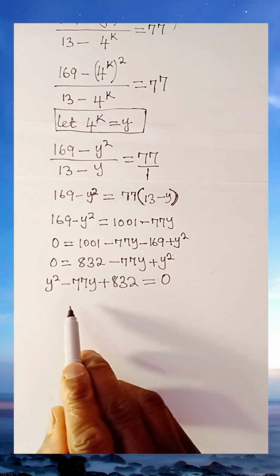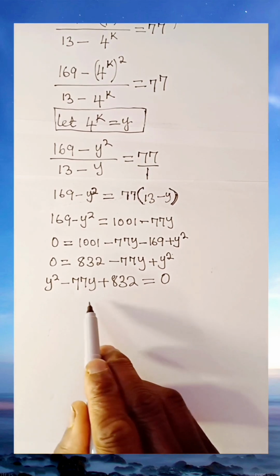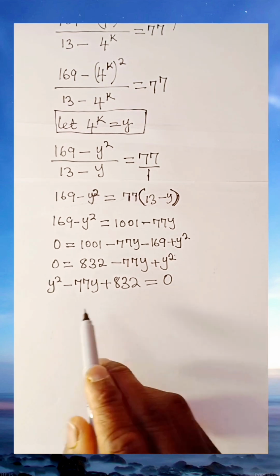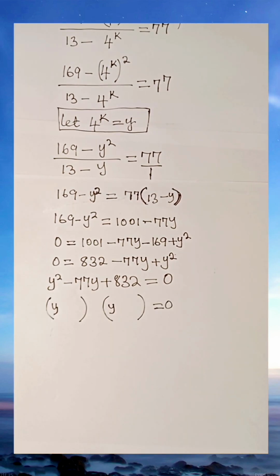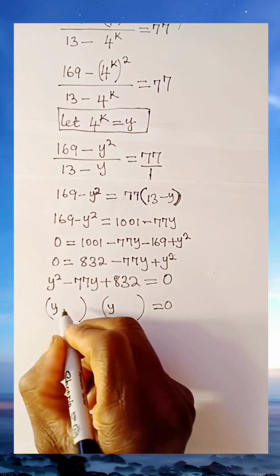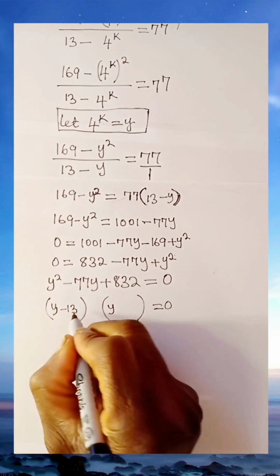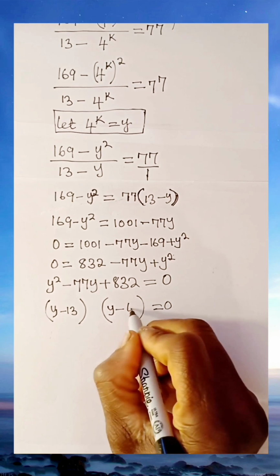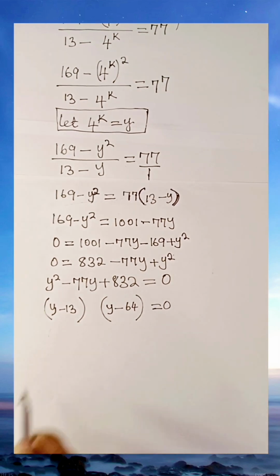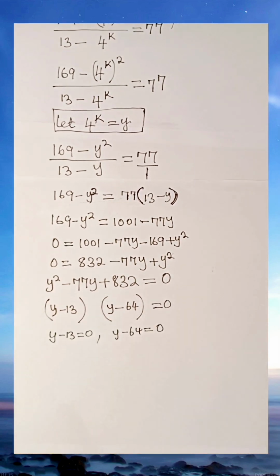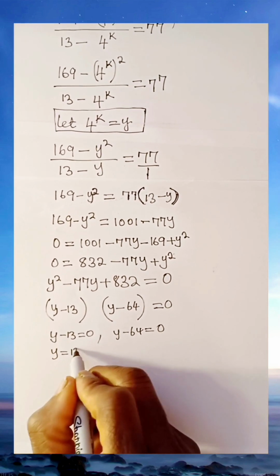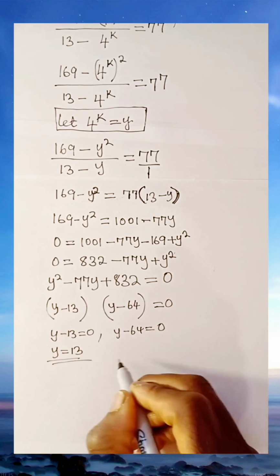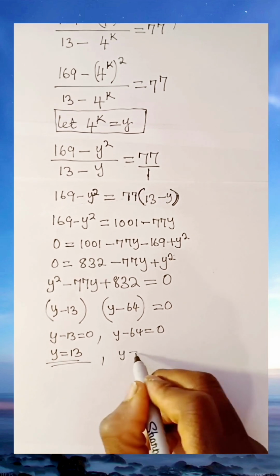Now let us look for two numbers such that when we multiply them, we have 832, and when we add them together, we have minus 77. All right. It turns out that the two numbers are minus 13 and minus 64. Now let us equate each of the factors to 0. We have that y is equal to 13, and here we have that y is equal to 64.